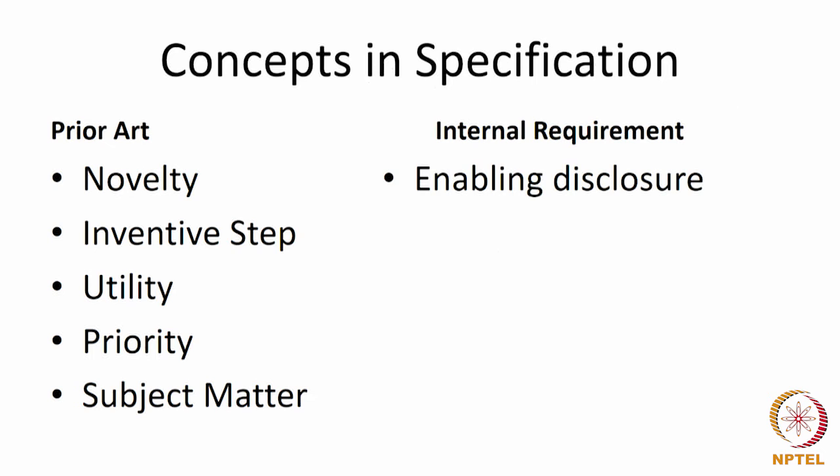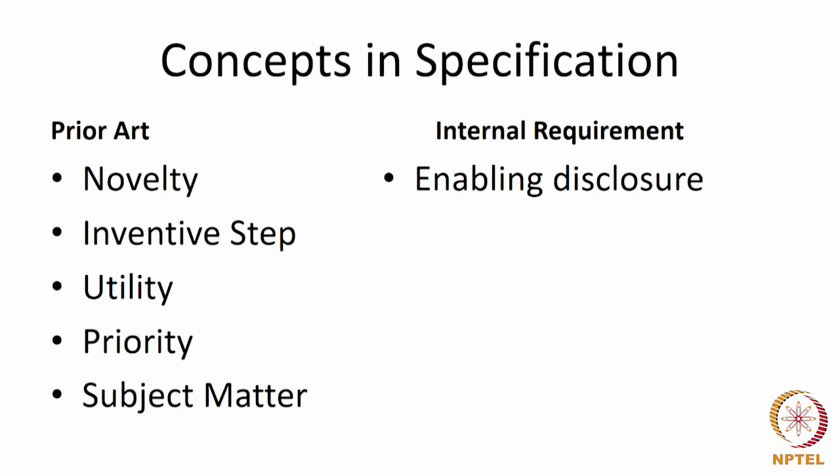Now with regard to the internal requirements, there is a concept called enabling disclosure. So in the descriptive part, you are going to describe the invention with examples, illustrations, and drawings, showing how the invention works. Now the standard of disclosure is that the disclosure should enable a person skilled in the art to come up with the invention, to make the invention.